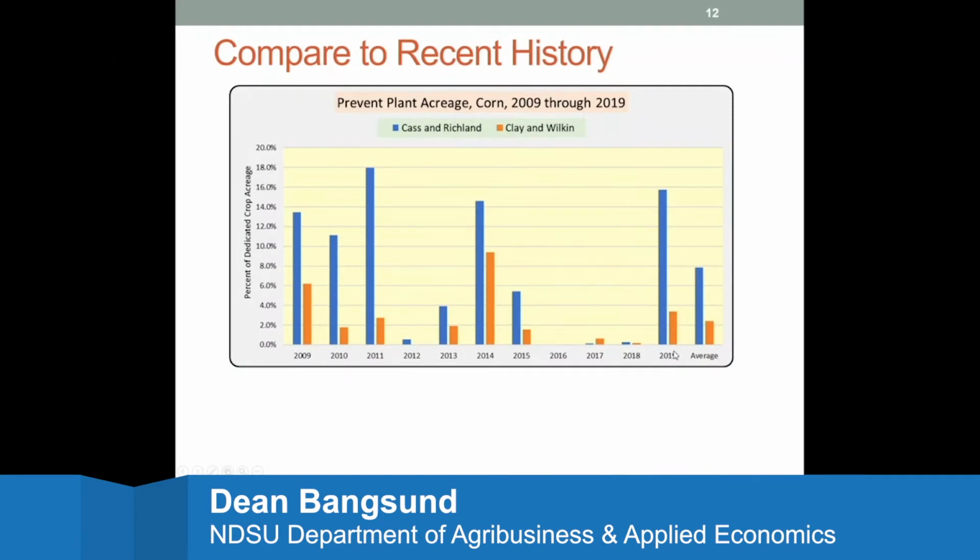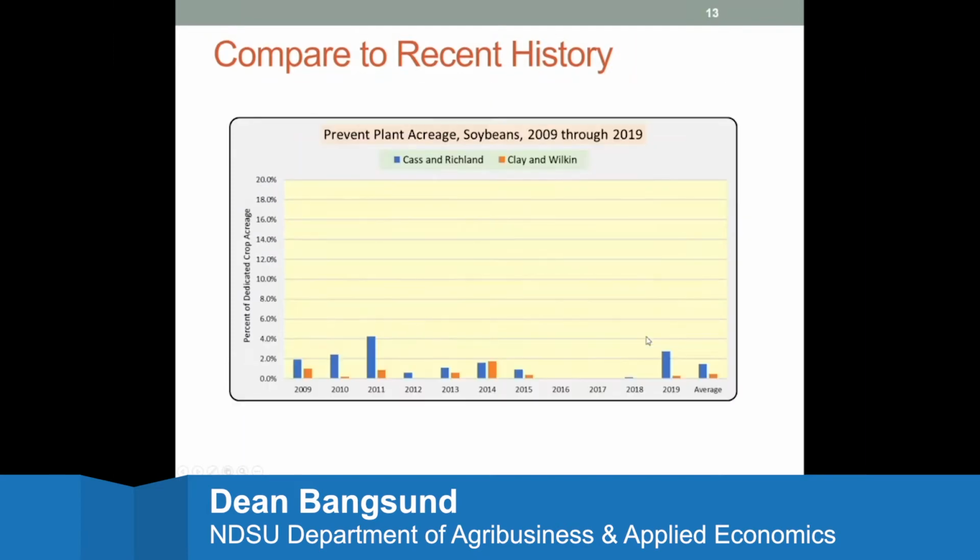So suffice to say, large flood years are going to produce a lot more PP than what we're modeling, only because of the way that we're looking at measuring it. We're just looking at the additional incremental amount that comes from the diversion. This is the same graph looking at soybeans.